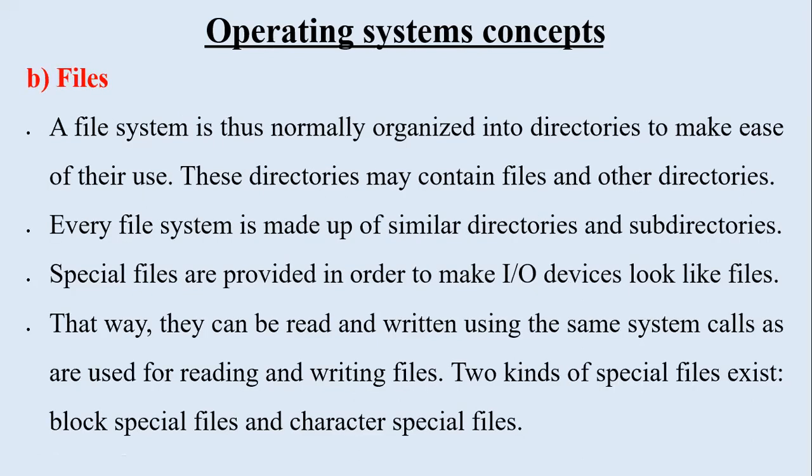A file system is thus normally organized into directories to make them easy to use. In other words, if you have very many types of files and want to store them in a storage medium, you need to subdivide the storage locations so that each storage location contains a certain kind or type of files. A storage location where a file is found is what we refer to as a directory. These directories may contain files and other directories. Every file system is made up of similar directories and subdirectories.